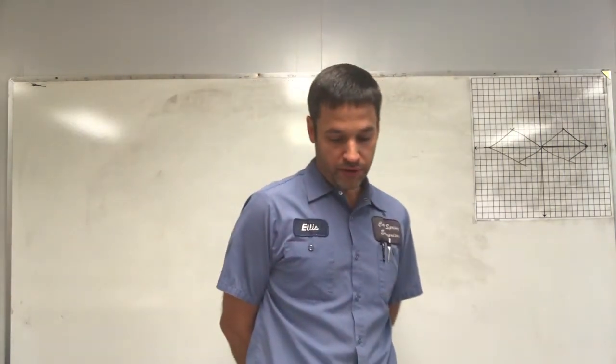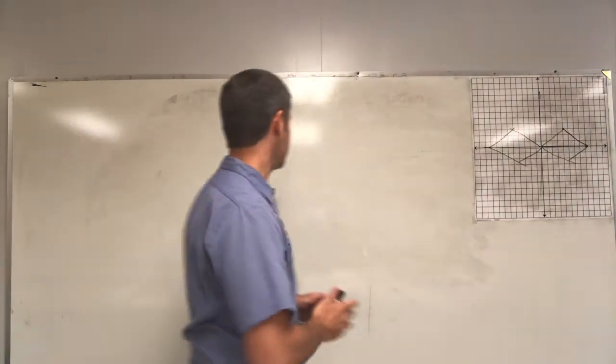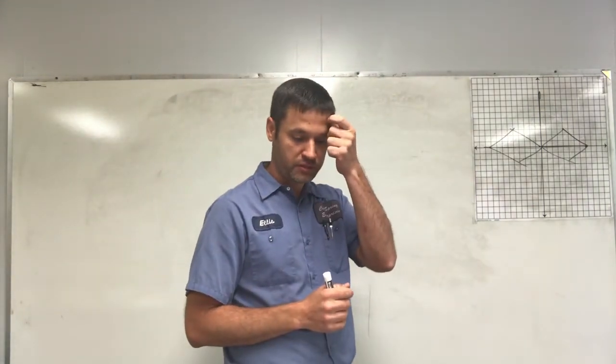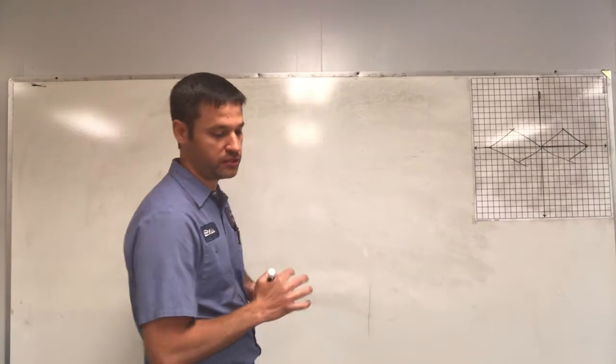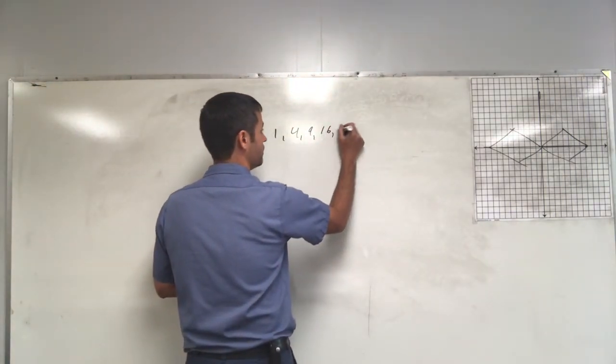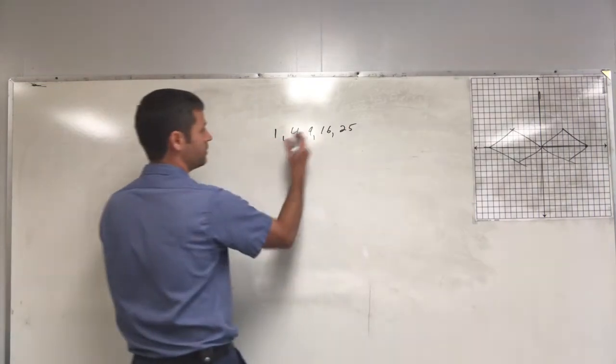Investigation practice letter E. Square numbers are whole numbers that could be the area of a square. These are different than triangular numbers, which I just erased. Square numbers are numbers that could be the area of a square. The series begins 1, 4, 9, 16, 25. And you should be able to see that these are perfect squares.